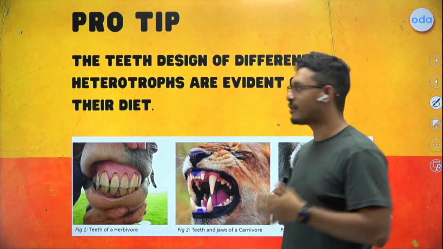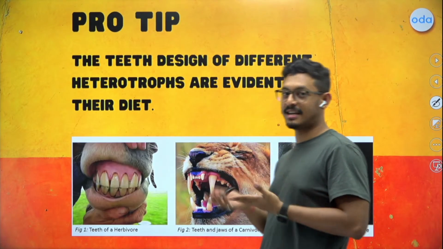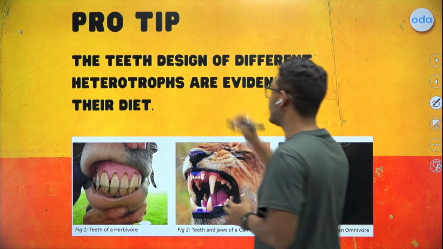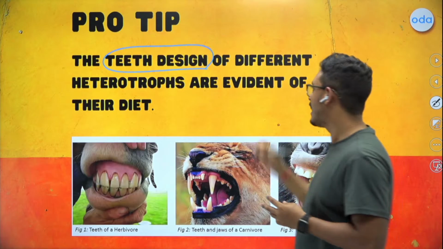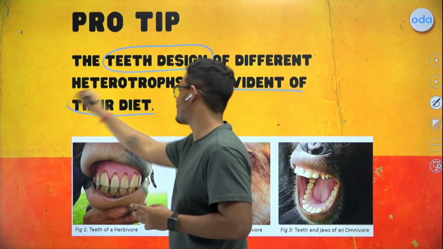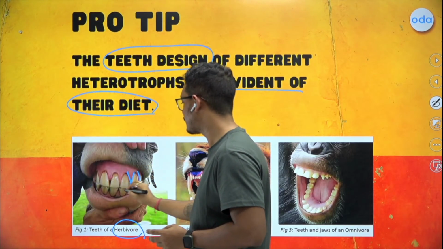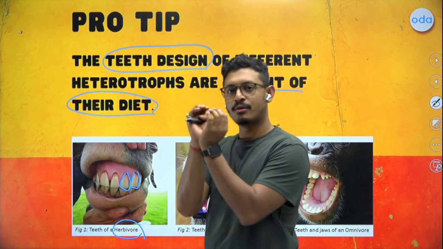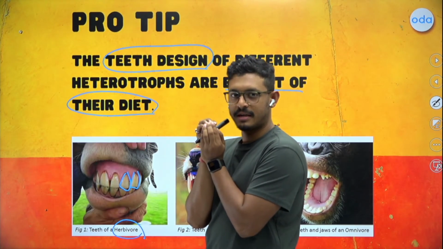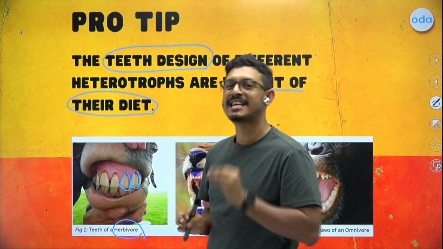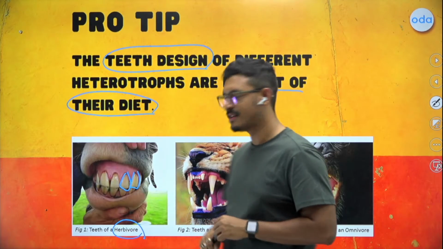Now, a pro tip for all the people, in case you don't know how to recognize these: you can actually recognize them by their teeth as well. The teeth design of these different types of heterotrophs is evident of their diet itself. For example, a herbivore's teeth are very different. They are more like sharp nails, so you can bite off the grass and pull it out from the ground. It's very easy to bite off leaves with this kind of teeth.